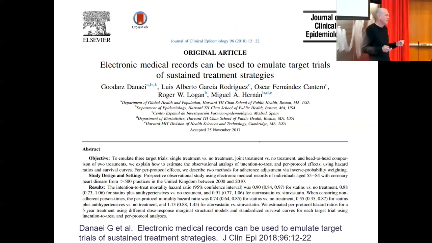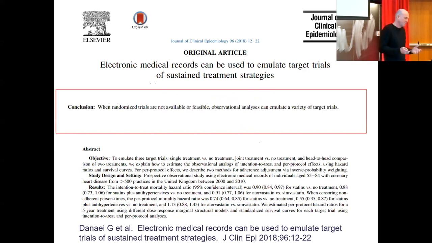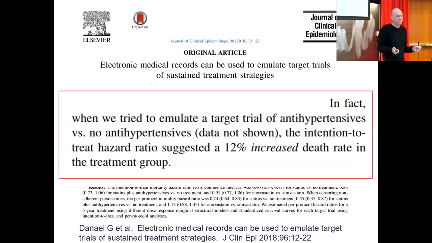So a target trial of statins and antihypertensives combined, those were looked at as treatment strategies. And the target trial conclusion is that when randomized trials aren't available, feasible observational analyses can emulate a variety of target trials. Not reporting the results was the target trial of antihypertensive use against no antihypertensives. And in the discussion, it's pointed out that the target trial suggested that antihypertensive use was increasing death rate in the treatment group by 12%, which is obviously not what's seen in randomized controlled trials.